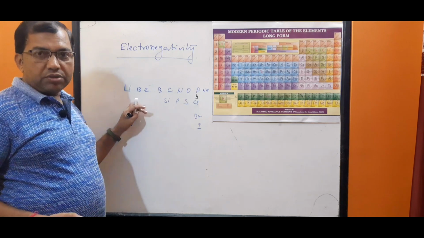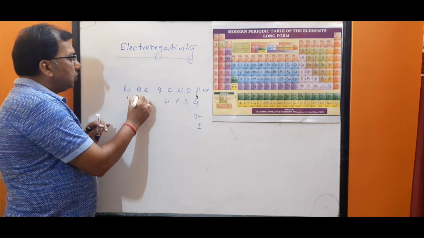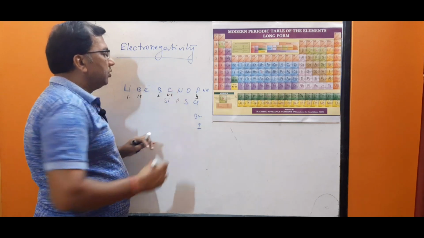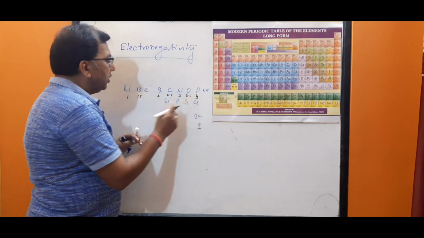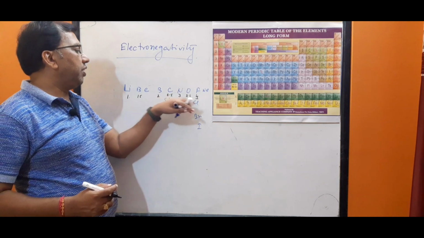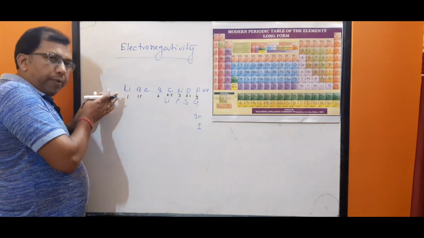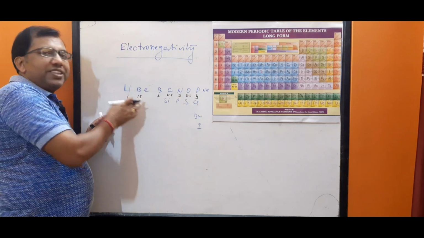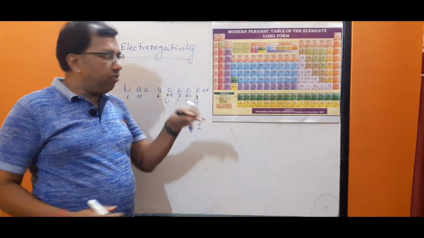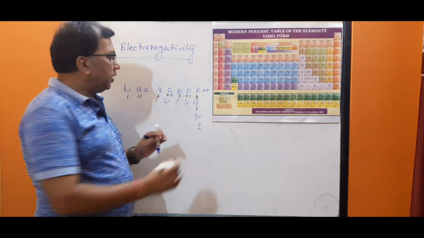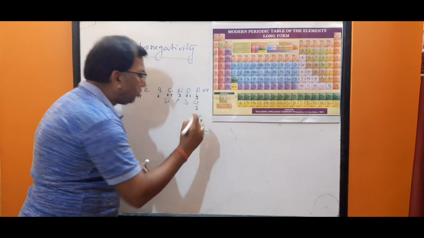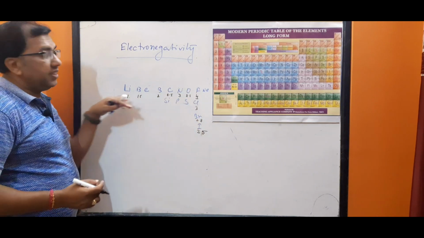Now, if you start from lithium 1, then 1.5, 2, 2.5, nitrogen 3, 3.5, see, there is a regular change in the value of electronegativity: 1, 1.5, 2, 2.5, 3, 3.5, 4, clear? According to the period, it is gradually increasing, and down the group it will decrease. Chlorine will be 3, bromine 2.8, iodine 2.5. Therefore it is decreasing down the group and increasing across the period, clear?